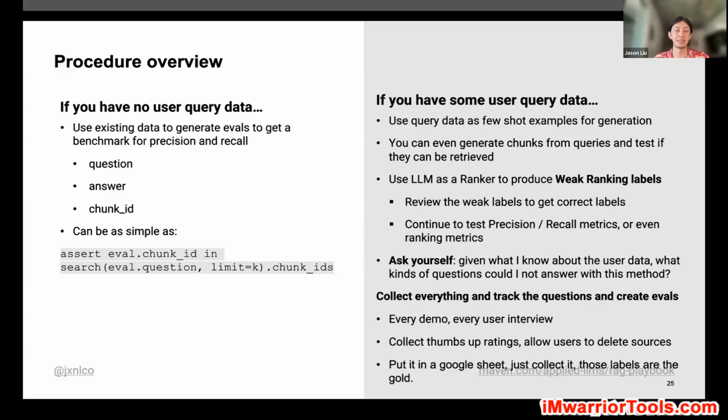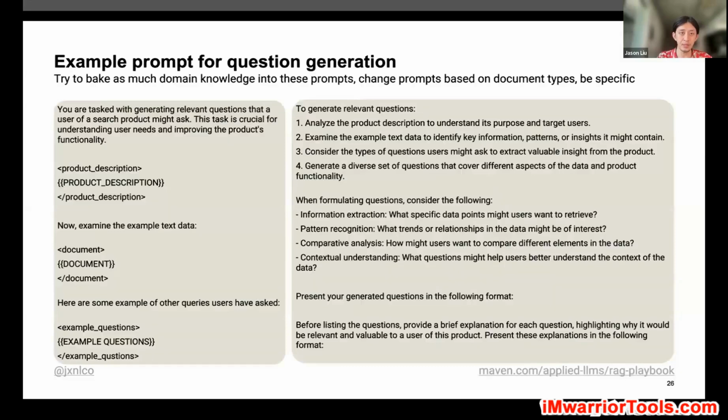And the idea is that by collecting all this information, whether it's every demo, every user interview, if we can collect the thumbs up ratings, allow users, for example, to delete sources or upvote sources, this question chunk ID data set is effectively going to be the data set you use to build a training data set in the future. Today, it might be 50 to 100 evaluation questions to tell you how good your app is doing. But if you can get to 1,000 or even 10,000 pairs, now you can train a model that you can use to improve your system. And that becomes the moat for your business.